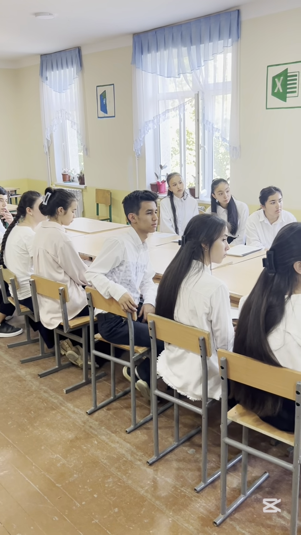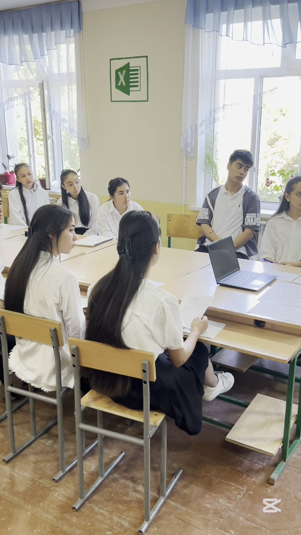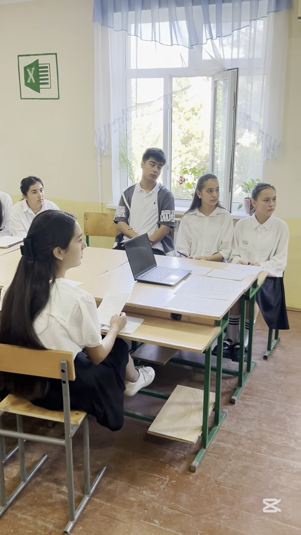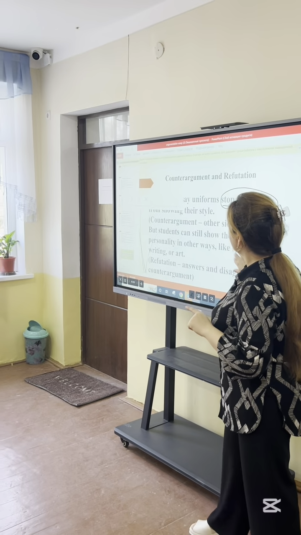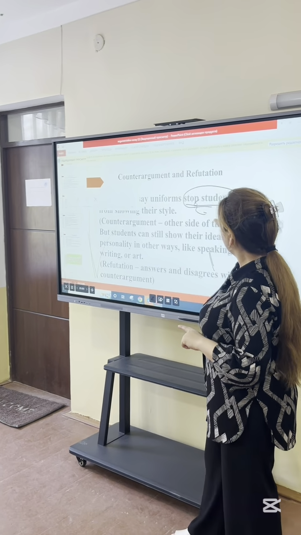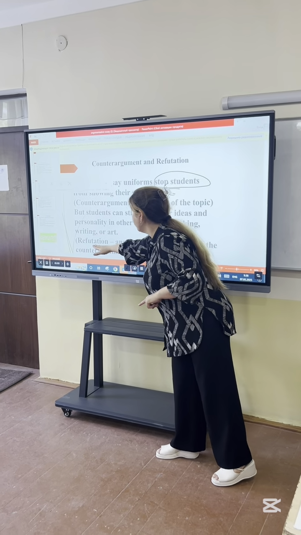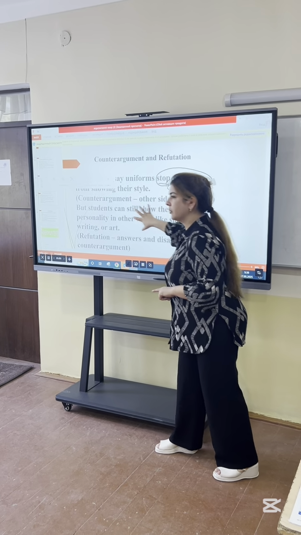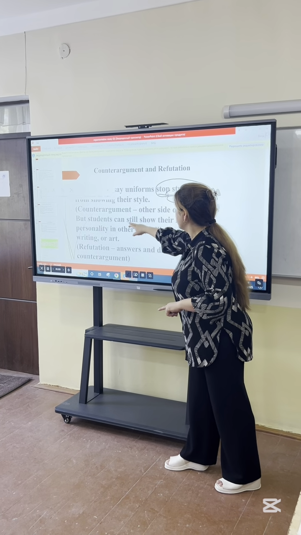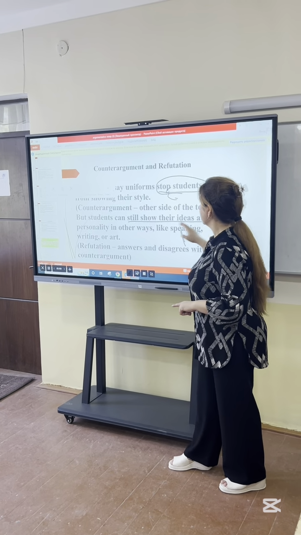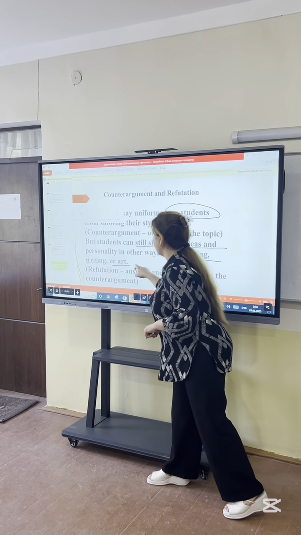Okay. It stops the students. It's your counter argument to your idea. You see? It stops students from their style, yes? And it is what? It is a counter argument. And refutation is the answer to your counter argument. Why does it stop? Students still show their ideas like speaking, writing, or art.